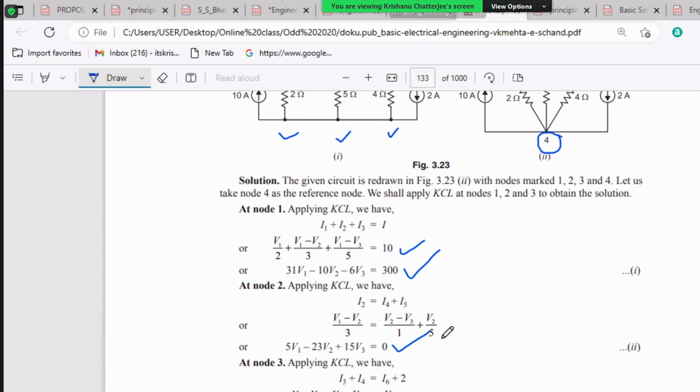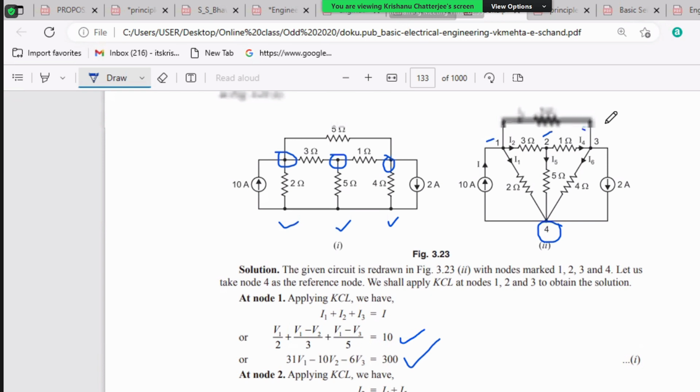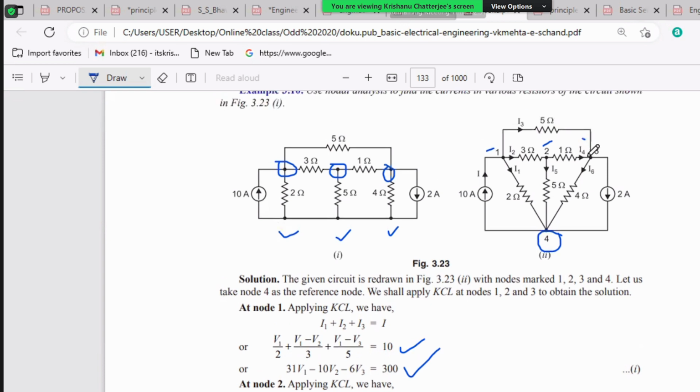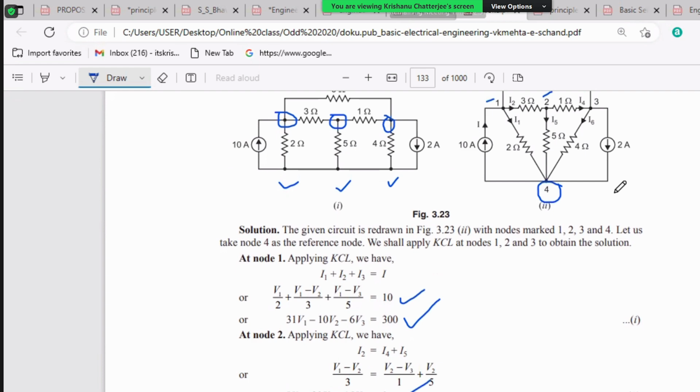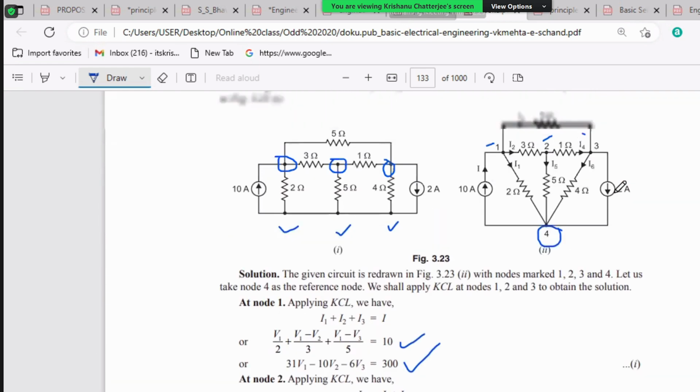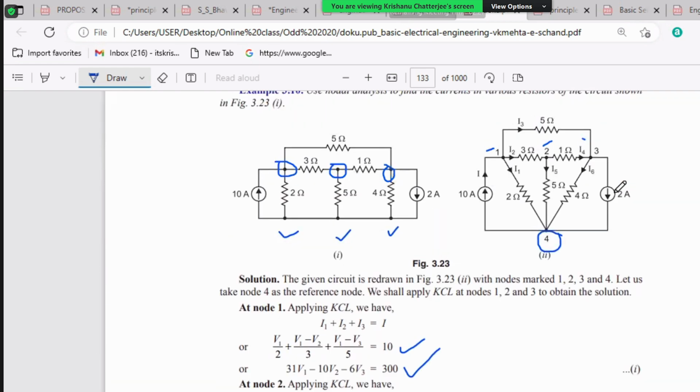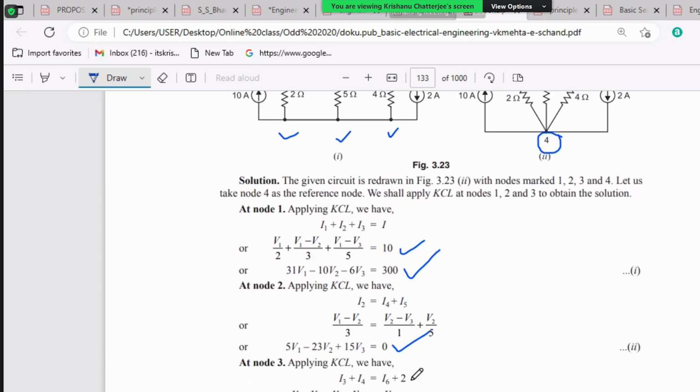Okay. Lastly, node 3. At node 3, I4 is coming, I3 is coming, I6 is going out, and 2 ampere is going out. Keep it in mind. Don't miss the 2 ampere. So that means I3 plus I4 equals I6 plus 2.